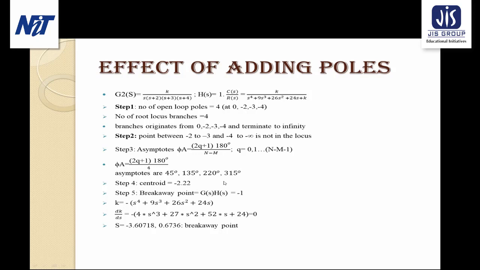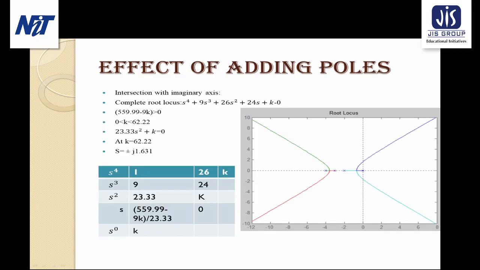And the centroid is calculated as -2.5, and the breakaway points are calculated as -3.6 and -0.6736. And the intersection with the imaginary axis is calculated using the Routh table, and it becomes plus minus j1.631. So this is the complete root locus.